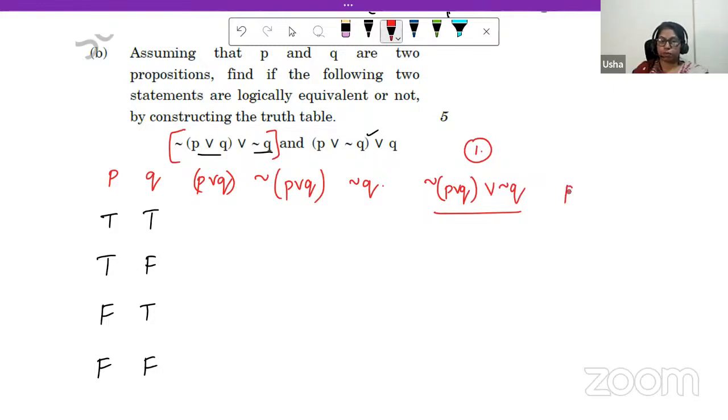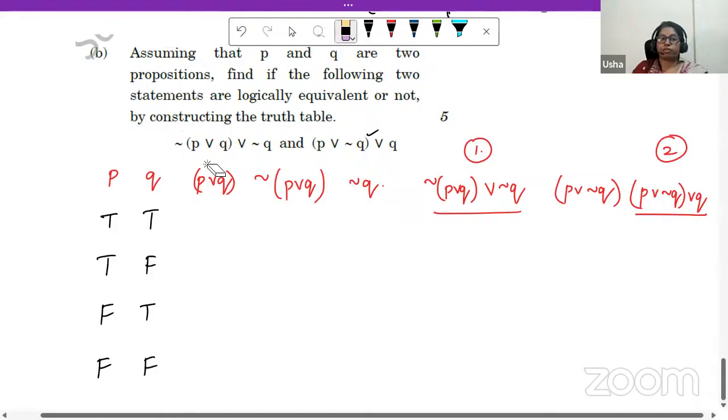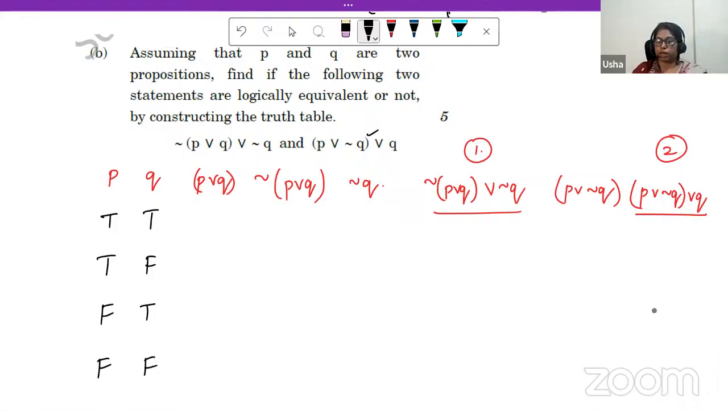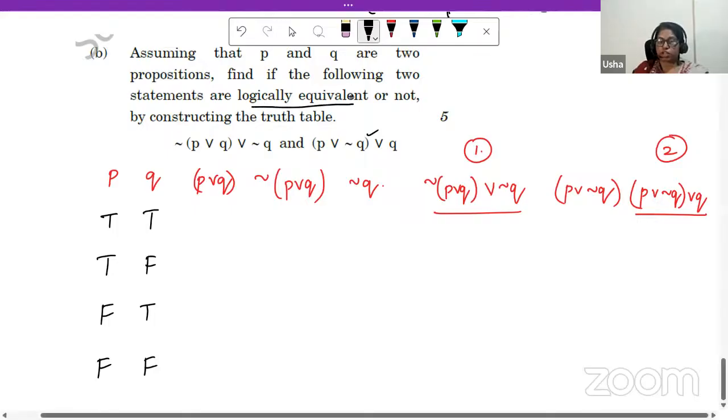Next we have P or not Q. With this, I have to again apply or Q. (P or not Q) or Q. So this is my second column, that is this second expression. Now after writing the truth tables, I will have to compare this column and this column. If these two expressions are logically equivalent, then this column and this column will have same truth values.